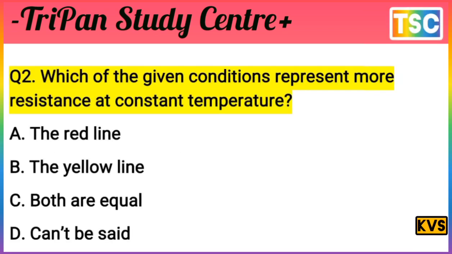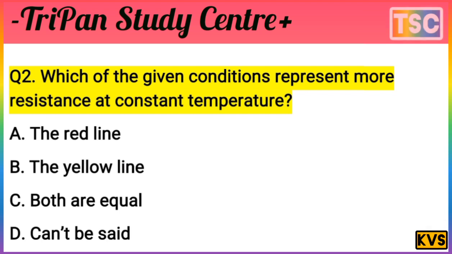The next question: which of the given conditions represents more resistance at constant temperature? The options are A, the red line, B, the yellow line, C, both are equal, D, cannot be said. That's important. But first of all, check your knowledge. I give you a few seconds. You must have thought of your answer. Let's see what our answer is.